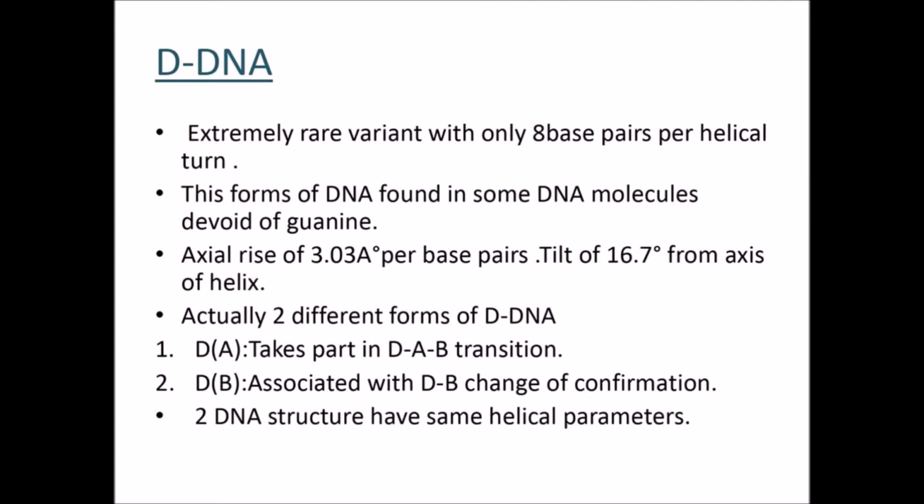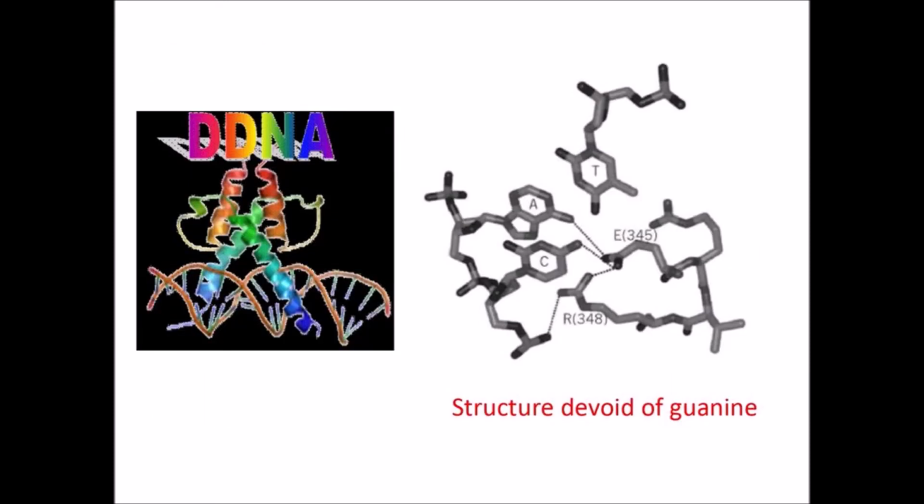Next is D-DNA, an extremely rare variant with only 8 base pairs per helical turn. Axial rise of 3.03 angstrom per base pair. Actually, there are two different forms of D-DNA, D-DNA A and B. A takes part in the D to A transition, B is associated with the D to B change of conformation. Two DNA structures have the same helical parameters. This is the D-DNA structure devoid of guanine.